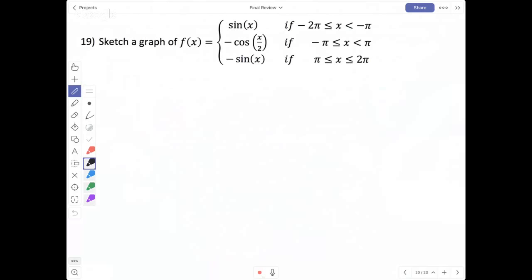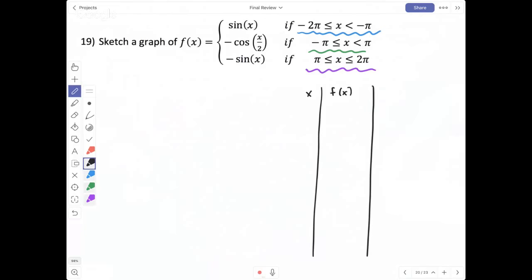So let's see. I'm going to use the strategy we practiced in class, which was to make a table for piecewise functions and include some values in each domain interval. So I'm going to color code: this part will be in blue, this part will be in green, and this part will be in purple. And I'm going to make a table that says here's x, here's f of x, and here's the output, y.